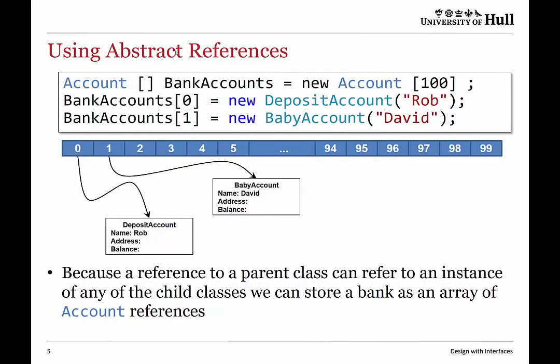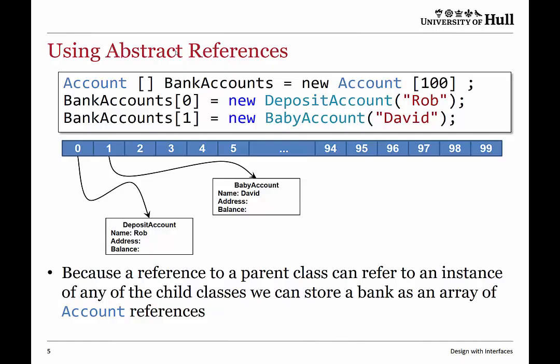When I come to build my bank, as I will, then I have an array of bank accounts. Say 100. This is kind of old school. I'd use a dictionary or a list these days, but there you go. And I can have element 0 contains a reference to a deposit account for Rob, and element 1 contains a reference to a baby account for David. How cute. Okay? And we're all alright with this because it all makes sense. Everyone happy? Okay, no one confused? This is basically a recap, but showing you how it will really work.